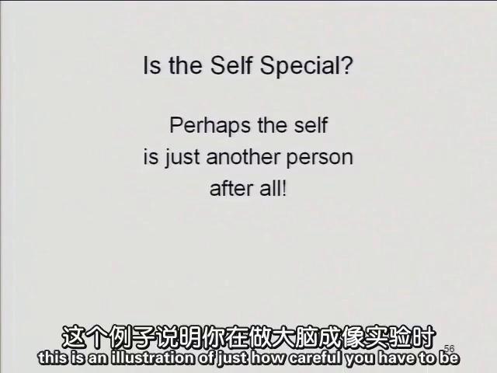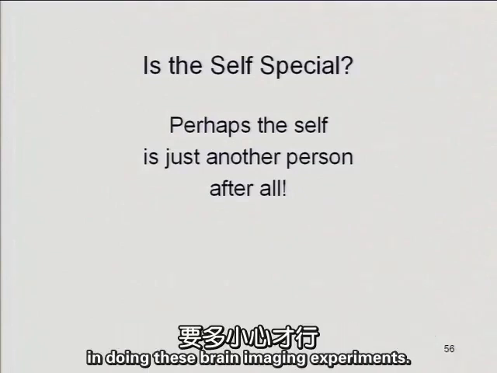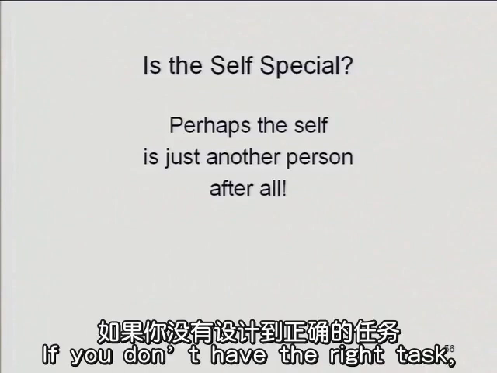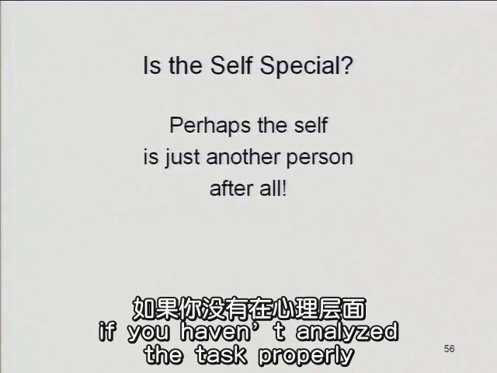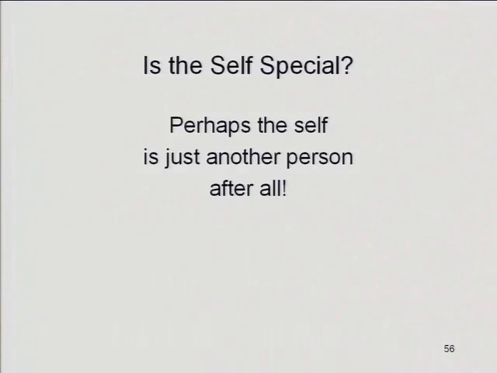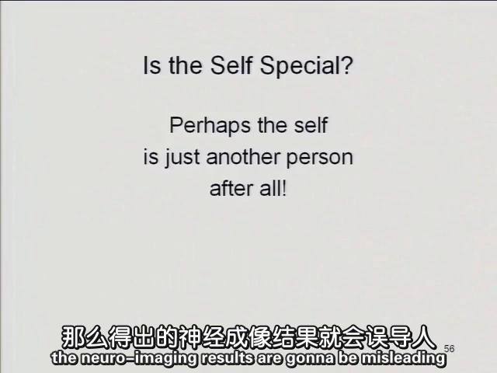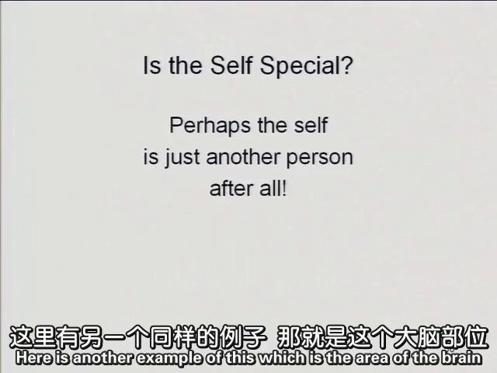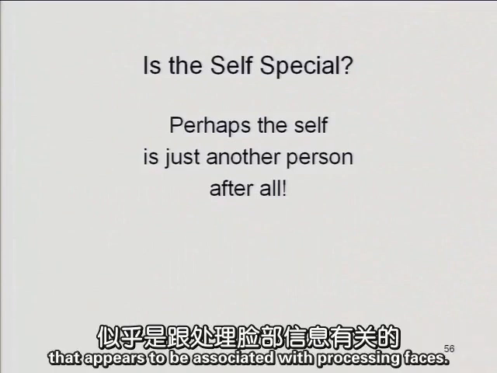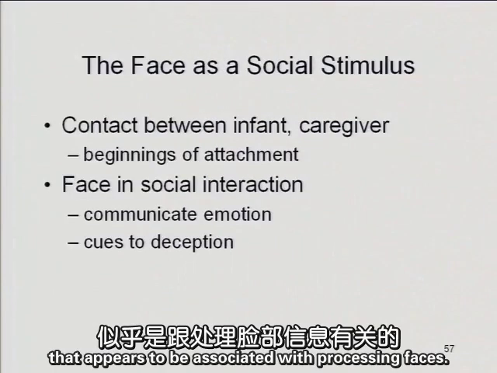So again, this is an illustration of just how careful you have to be in doing these brain imaging experiments. If you haven't analyzed the task properly at the psychological level of analysis, the neuroimaging results are going to be misleading, if not downright wrong. Here's another example of this, which is the area of the brain that appears to be associated with processing faces.